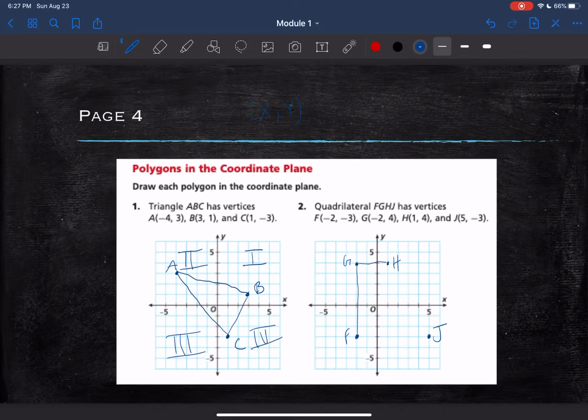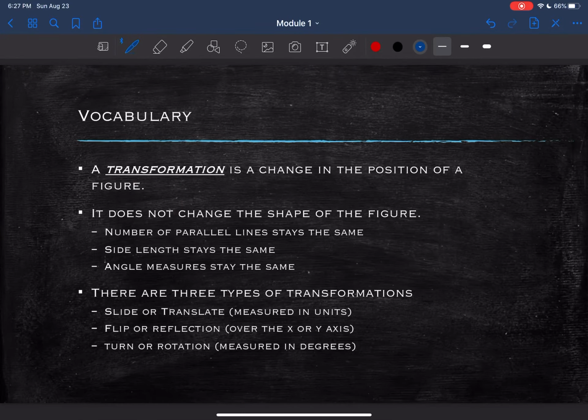So we have a shape that looks like this. All right, 4-sided figure, quadrilateral. Triangle has 3 sides. And we briefly touched on the quadrants. So that should give us a good jumping off point to get started on the first lesson of Module 1. Some vocabulary terms we need to go over. We're going to talk about transformations.